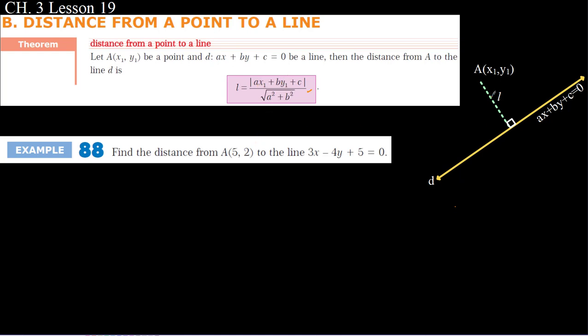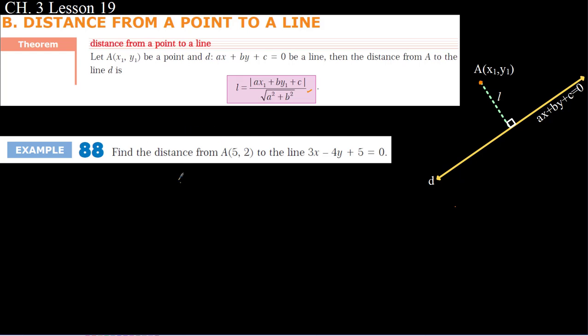Here I try to mention that the length is L, as we showed, and the point A is (x1, y1), and the line is ax + by + c. And we are always looking for the closest distance, which is the perpendicular one, while we are talking about the distance.